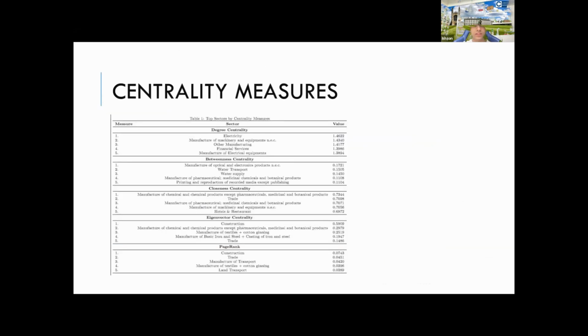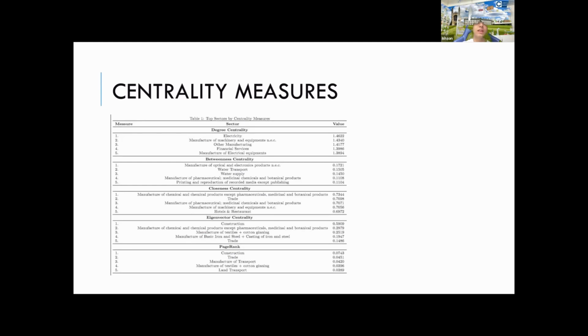Then centrality measures. These centrality measures were averaged across the 5 years for an eagle eye view. The top sectors by centrality measures were, in degree centrality, electricity and manufacturing of machinery and equipment took the spotlight. In betweenness centrality, manufacture of optical electronic products and water transport were the most central.